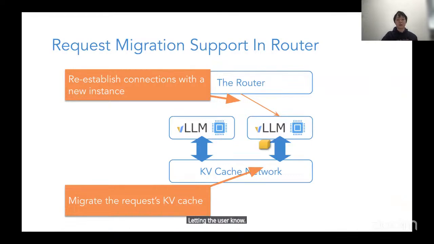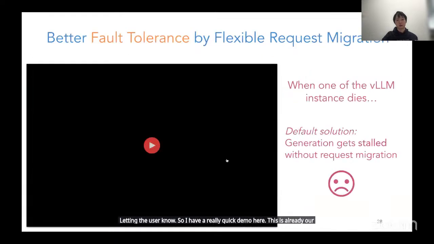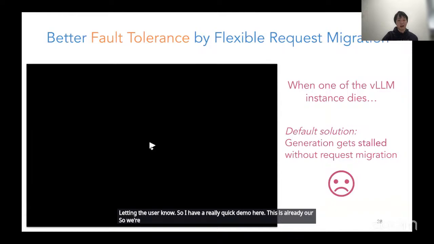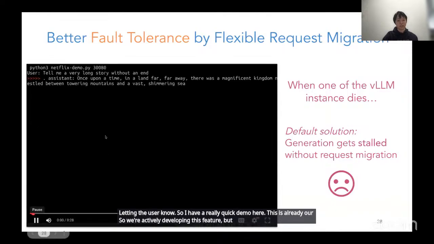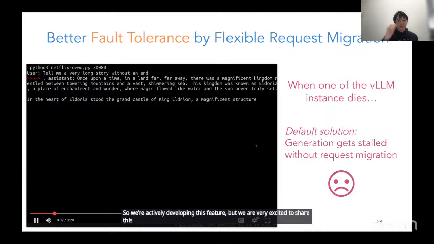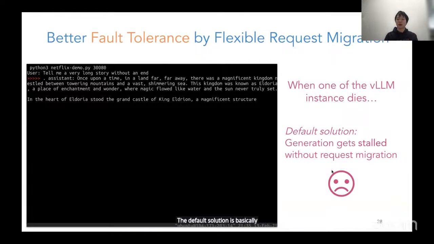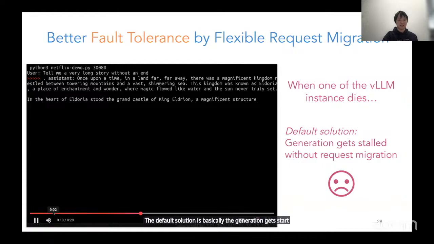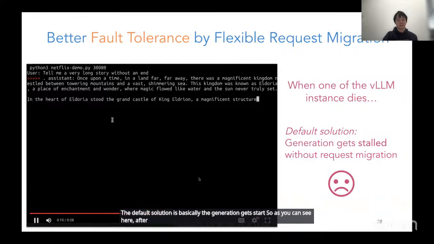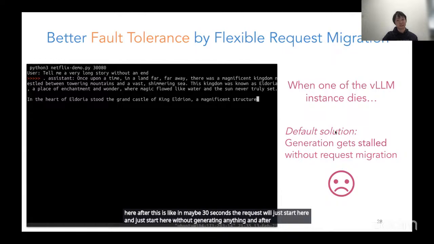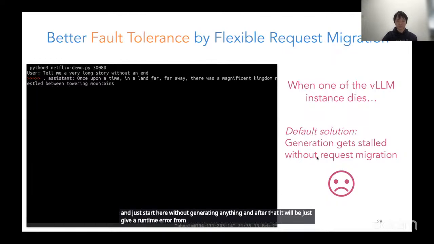So I have a really quick demo here. We are actively developing this feature, but we are very excited to share this. This demo shows that when one of the vLLM instances died, the default solution is that the generation gets stalled. As you can see here, after maybe 30 seconds, the request will just stall without generating anything. And after that, it will just give a runtime error from Python.